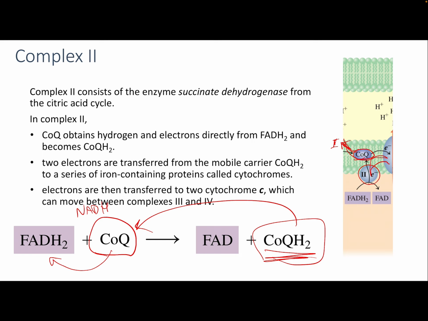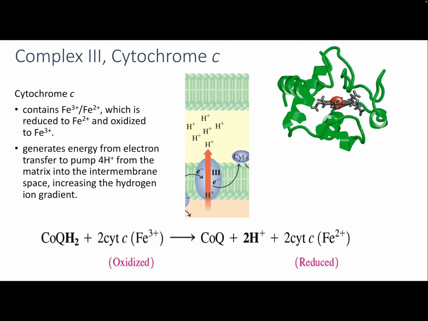It transfers these electrons to a series of iron-containing proteins called cytochromes. And so we're going to take a look at those cytochromes here in a second. Cytochrome C essentially is going to be the thing that moves between complex 3 and 4, but it's possibly giving its electrons directly to this iron sulfur protein. So let's take a look at that one.